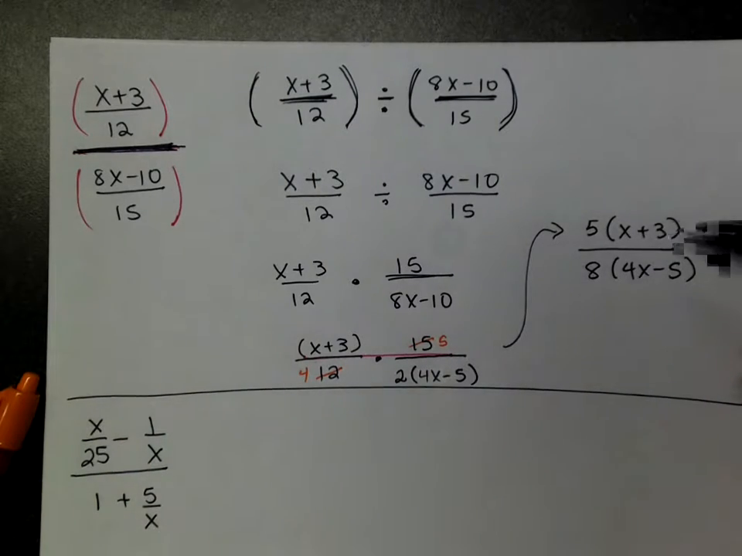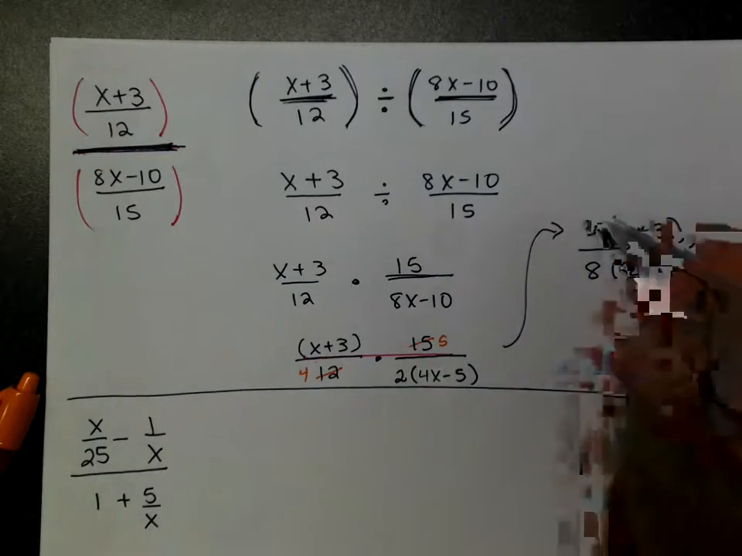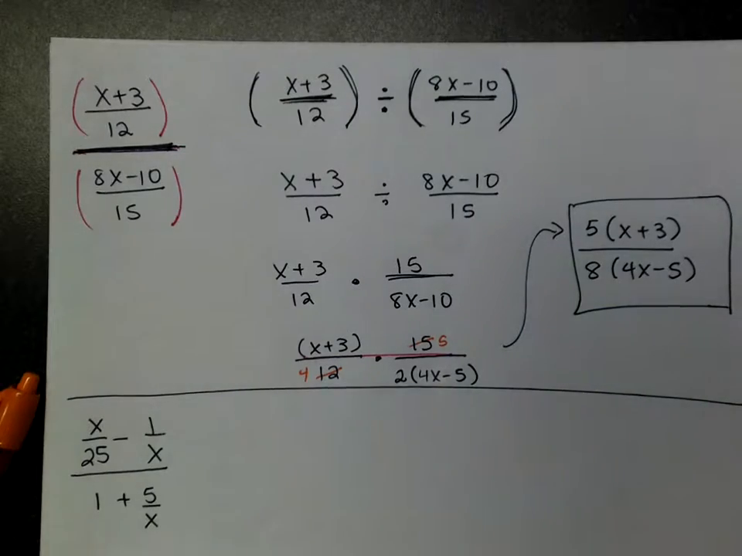Before I walk away, anything matches that I missed that can still cancel out? No, 5 and 8 are like a lowest term fraction. Binomials don't match. That's it.